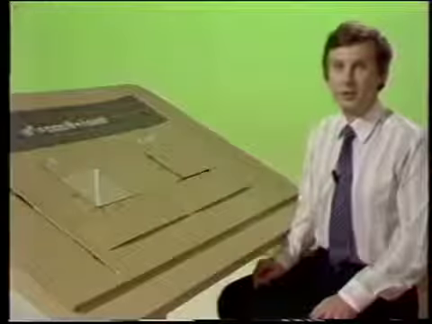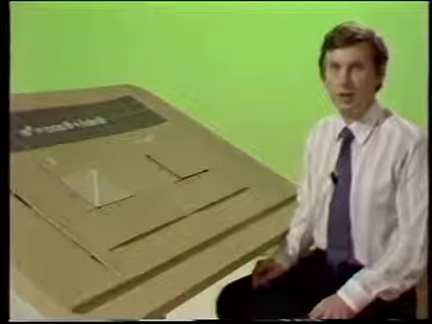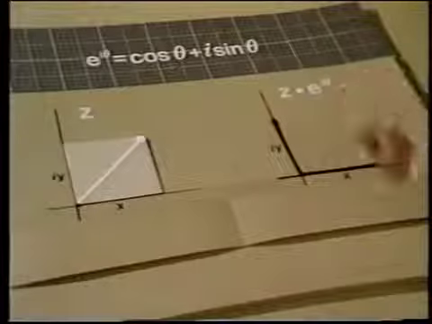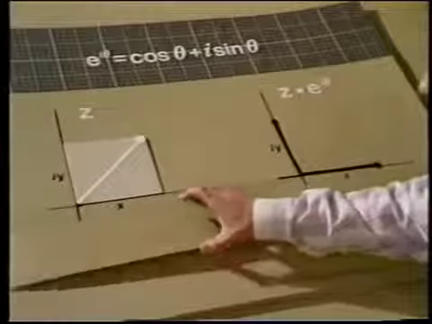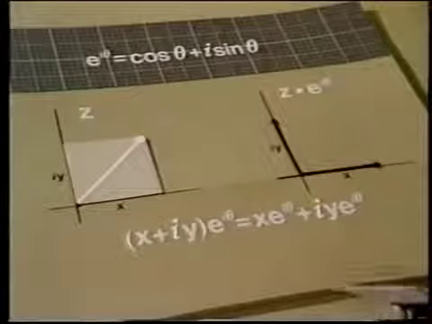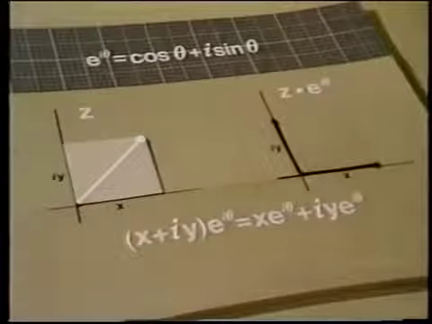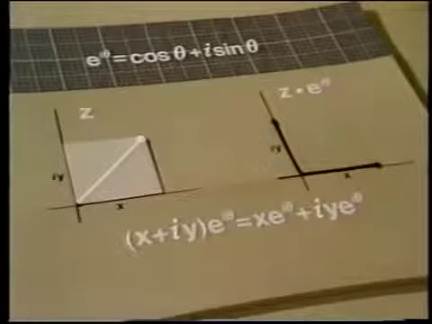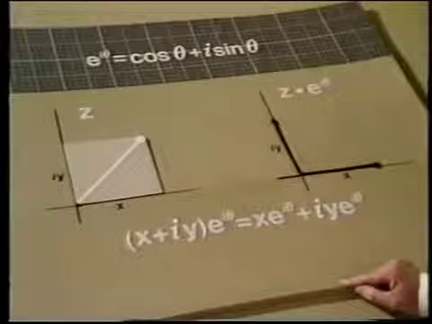We've just said that this exponential form is useful when dealing with multiplication. To see that, let's take any complex number z and multiply it by e to the i theta. Well, we can write z in its Cartesian form. And multiplying out, we get these two terms, x and iy, both multiplied by e to the i theta. Let's plot these two terms separately.